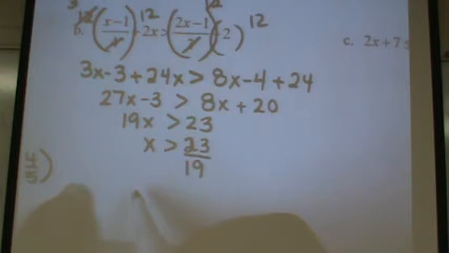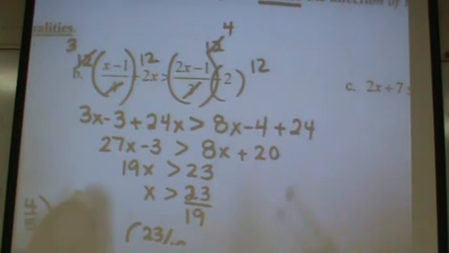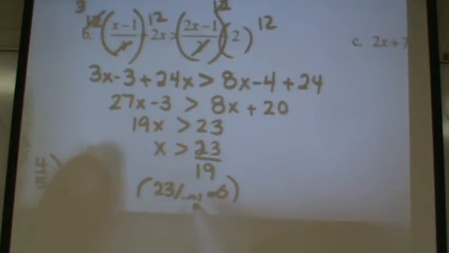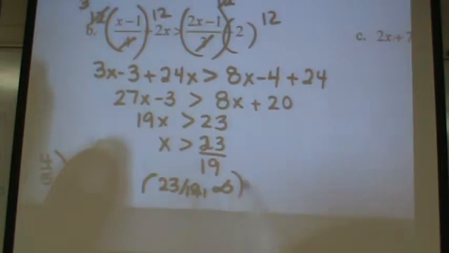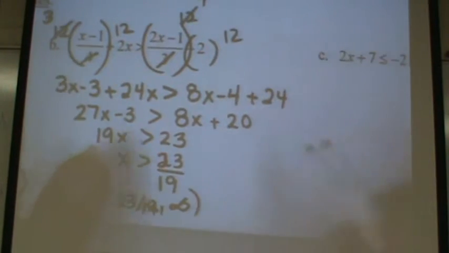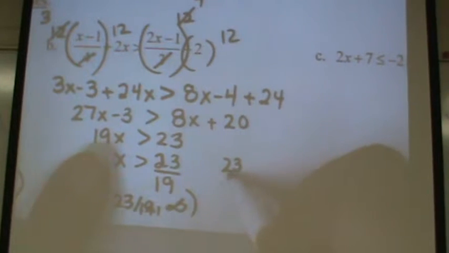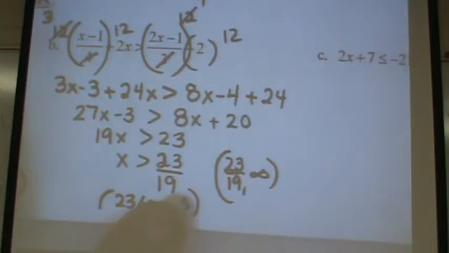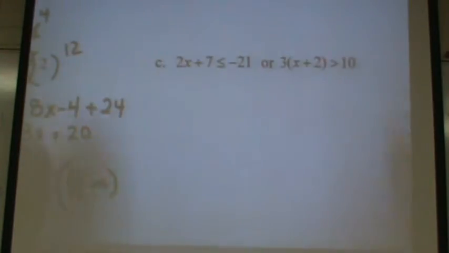Now, how would you write this answer in interval notation? 23/19, comma, whoops, 23/19, comma, infinity. Sorry, my paper kind of. I'll write it here. 23/19, comma, infinity. Easy?